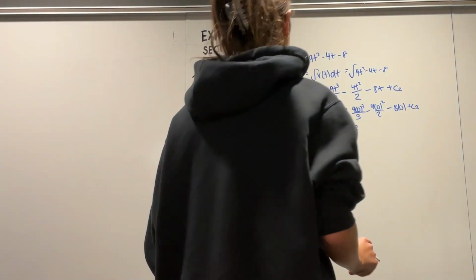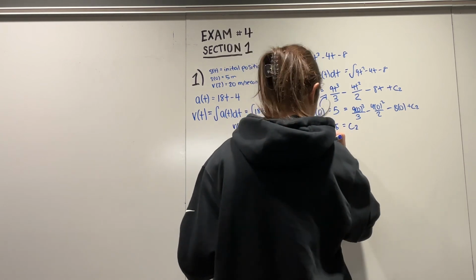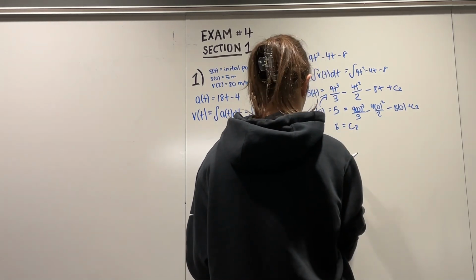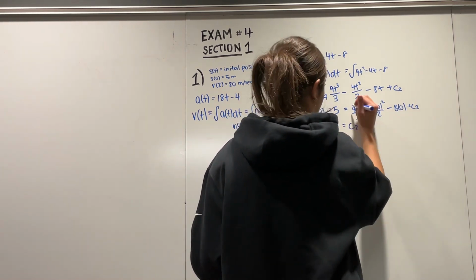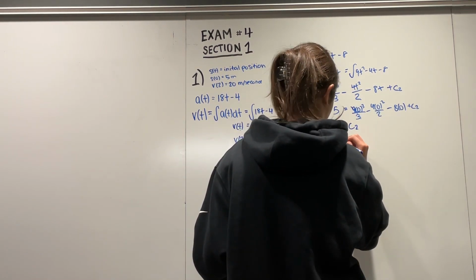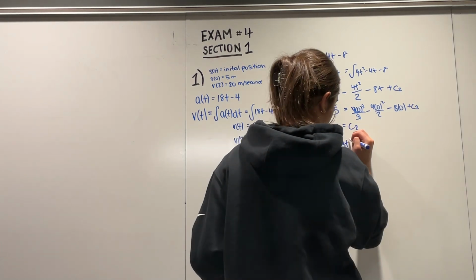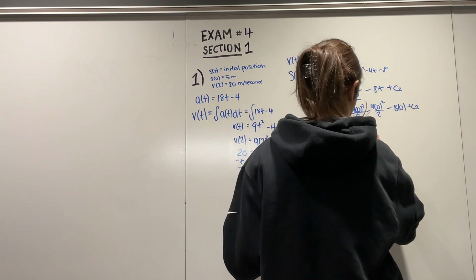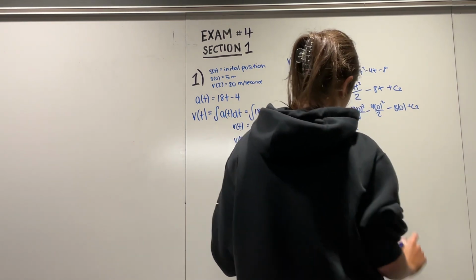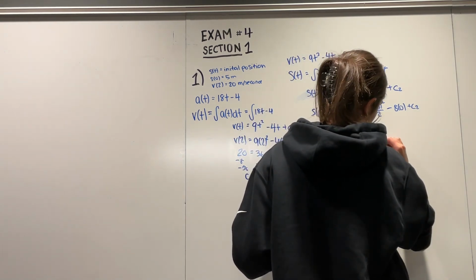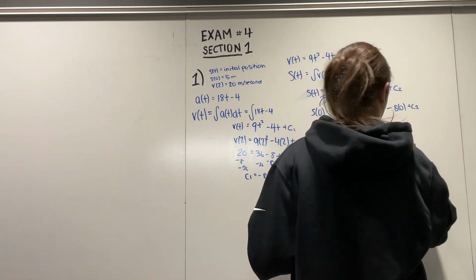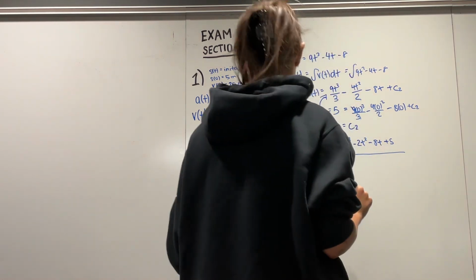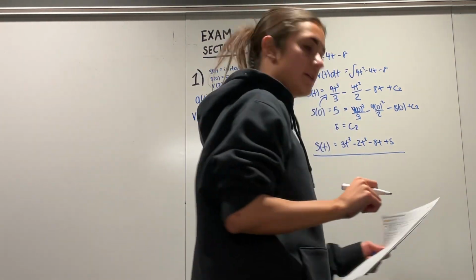And then same thing as we did before, our s of t equation is going to be the same thing, but we're going to simplify it the tiniest bit. These divide, and it's going to equal 3t cubed, and then 4 divided by 2 is 2, so we're going to do 2t squared, then it's going to be minus 8t, and then it's going to be plus 5. You're left with this equation, and that's the answer.